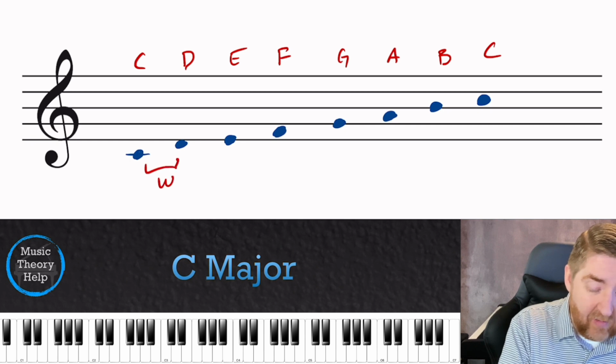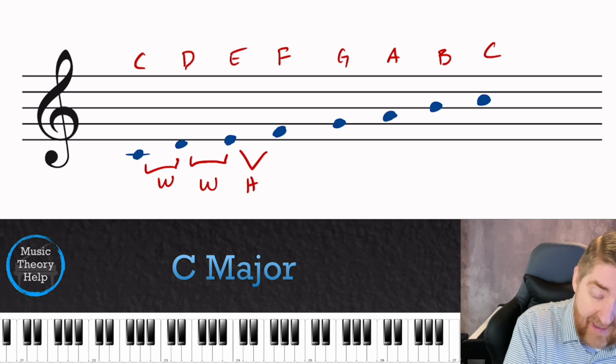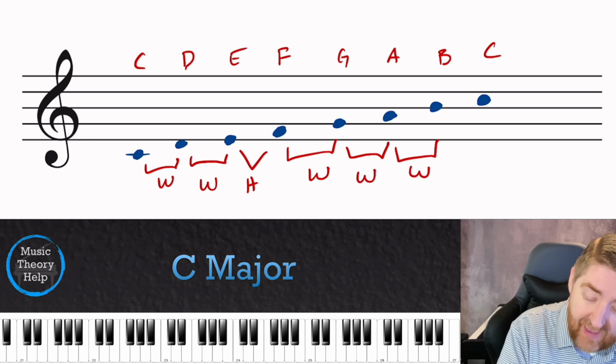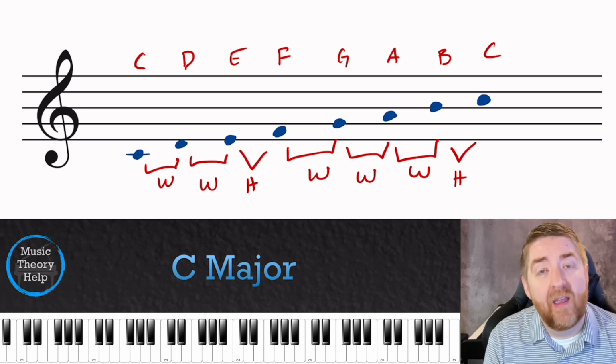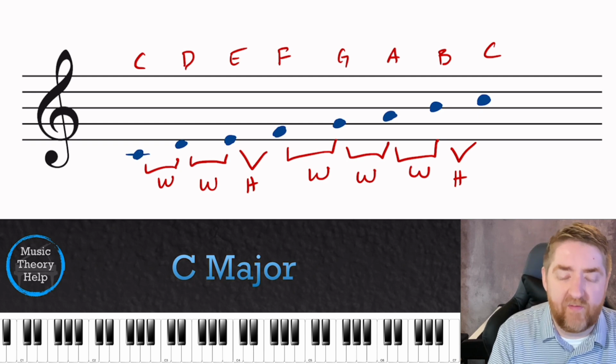C to D is a whole step, D to E is a whole step, E to F is a half step, F to G is a whole step, G to A is a whole step, A to B is a whole step, and B to C is a half step. Note letter names in order in our pattern of whole steps and half steps. That's pretty easy to see in C major with no sharps or flats.